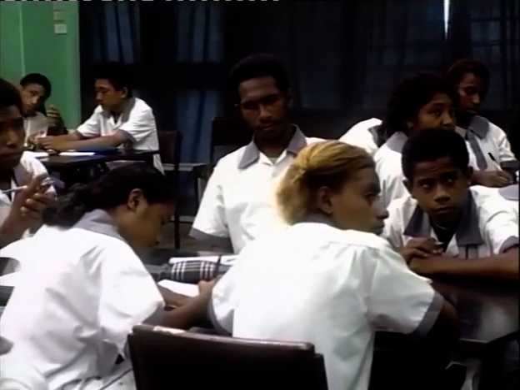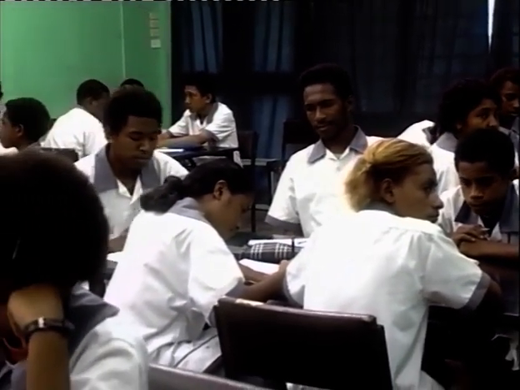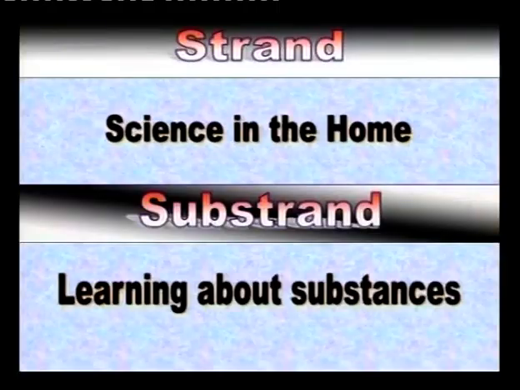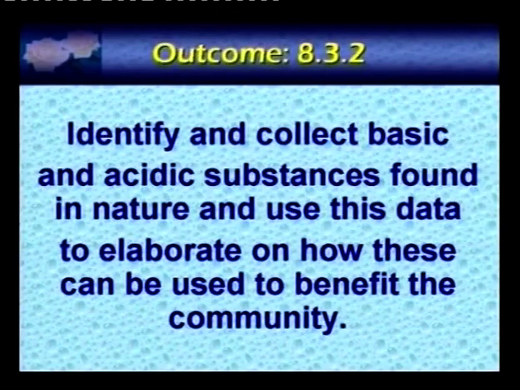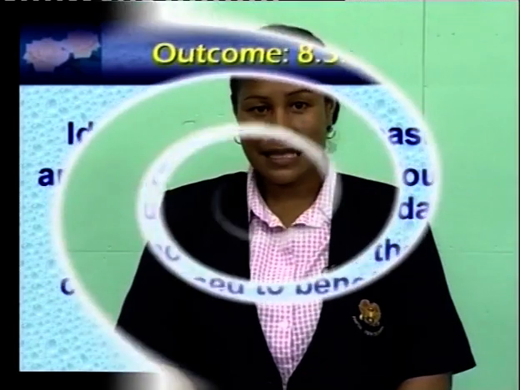Receiving students and teachers, we are going through another revision lesson today, which is based on the strand Science in the Home, sub-strand Learning About Substances, and the outcome 8.3.2. All our questions, or what we will go through in today's lesson, is based on this outcome: identify and collect basic and acidic substances found in nature and use this data to elaborate on how this can be used to benefit the community.